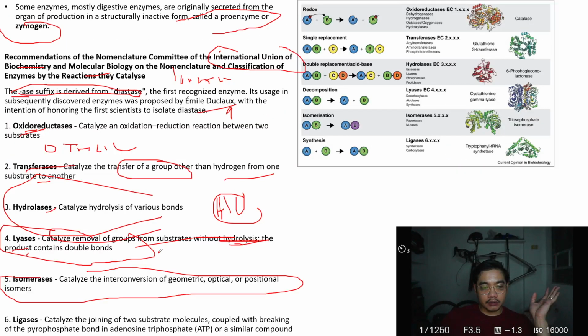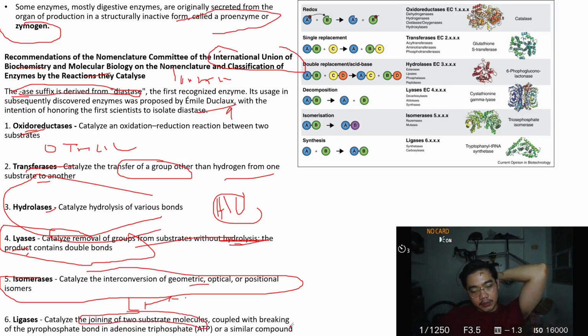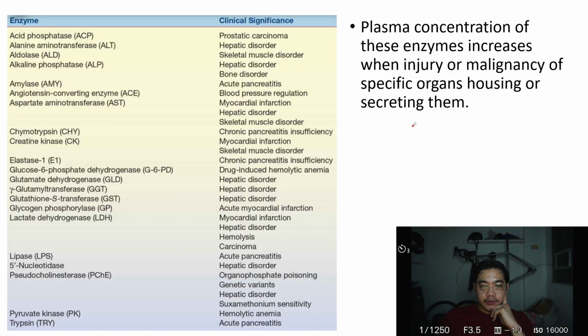Isoforms, isoenzymes. Sometimes we have conversion of the geometric, the 3D, or the positional isomers. Basically, they rearrange the arrangement in the enzyme. And then we have your ligases. Ligase is from ligate, meaning joining of two substrate molecules. So this is just a short table of the different types of enzymes.